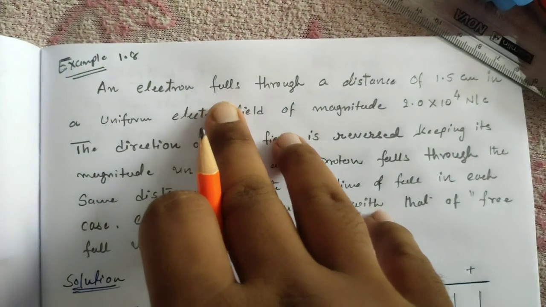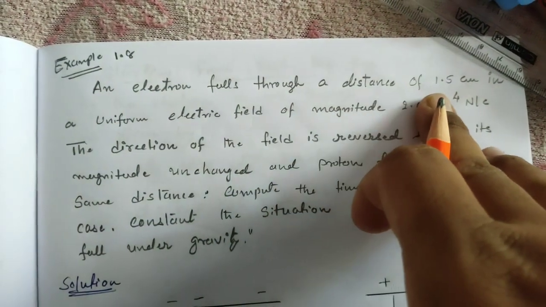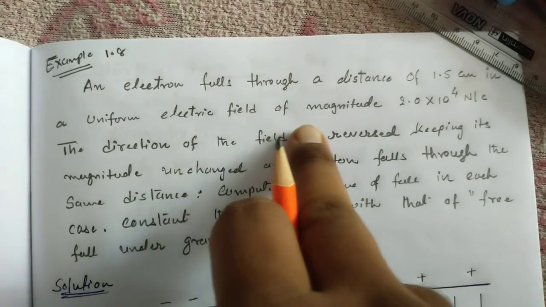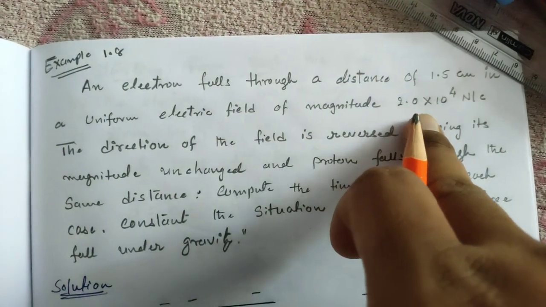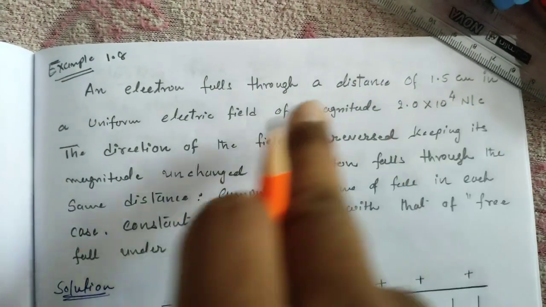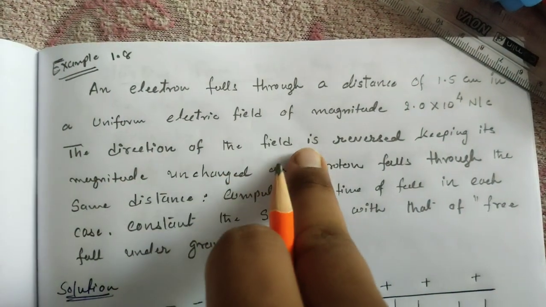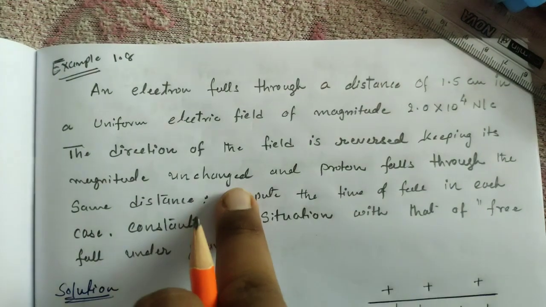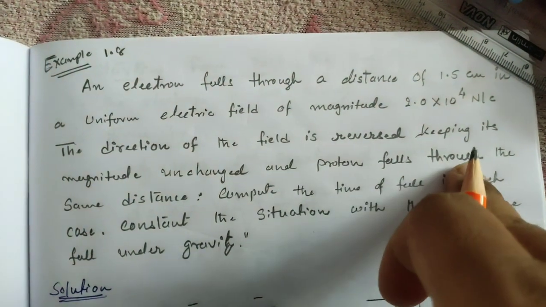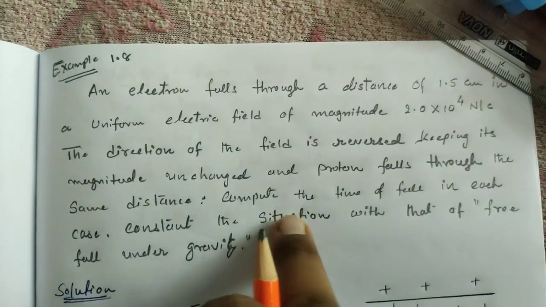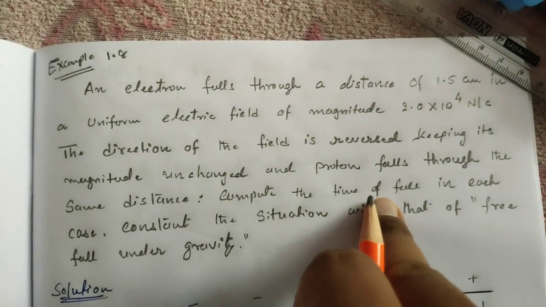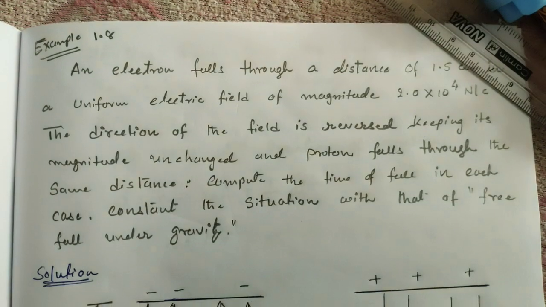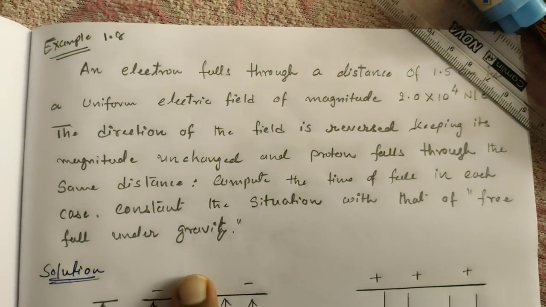An electron falls through a distance of 1.5 centimeter in a uniform electric field of magnitude 2.0 × 10^4 Newton per Coulomb. The direction of the field is reversed, keeping its magnitude unchanged, and a proton falls through the same distance. Compute the time of fall in each case. Compare the situation with that of free fall under gravity.